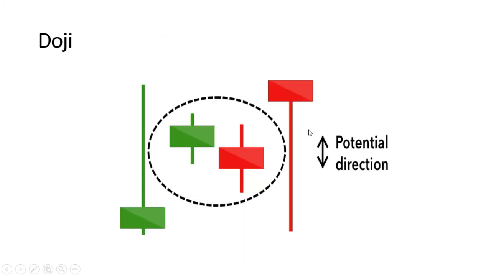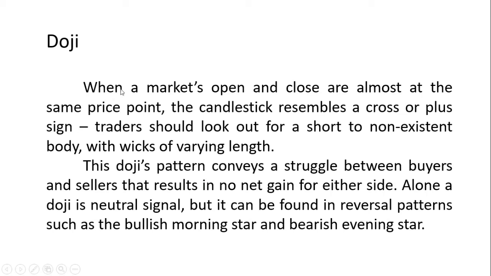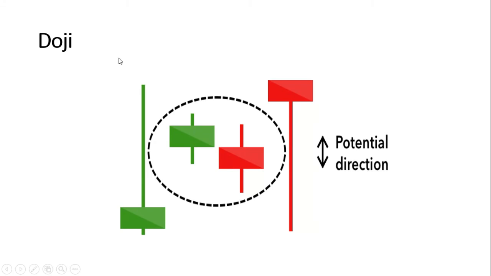So next, it's about the Doji candle. The Doji candle is one of the most important candles that you can use for analysis. It's very important. When a market opens and closes at almost the same price point, the candlestick resembles a cross or plus sign. As you can see, this is in a shape like a plus sign. Also the open and close are not far apart, they are almost the same.